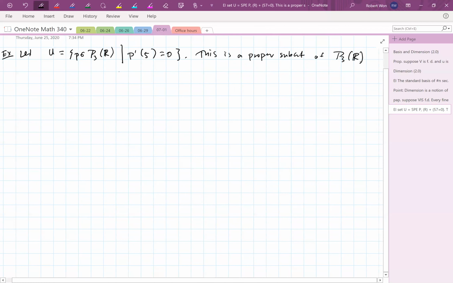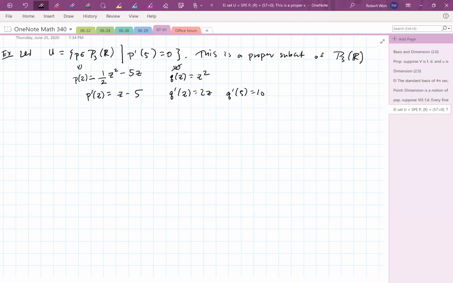So for example, let's see if I can do this. The polynomial 1/2 z squared minus 5z. Gosh, you shouldn't try to come up with polynomials like this off the top of your head. All right, so this polynomial is in U, if we call this polynomial P, because P prime of z is z minus 5. And so P prime evaluated at 5, you get 0. So this P of z is in U. But if we try some other polynomial, just like, I don't know, z squared, then the derivative is 2z, which means that Q prime of 5 is 10. And so that's a polynomial that's not in this subset. So this is a proper subset of the polynomials of degree at most 3.